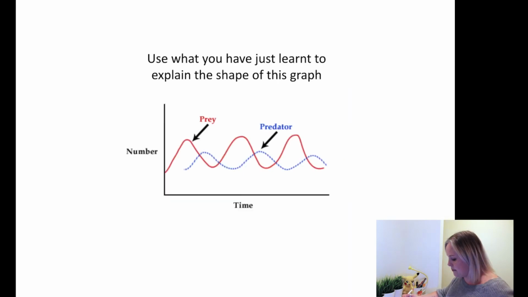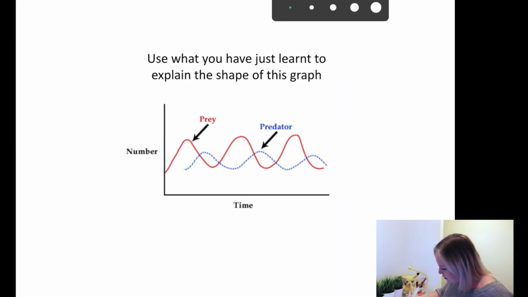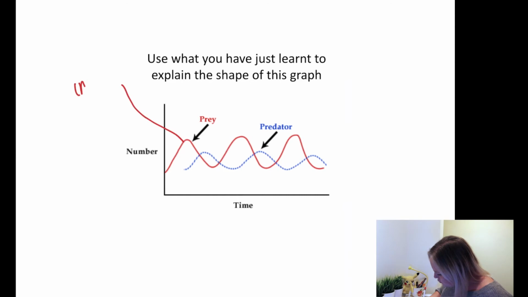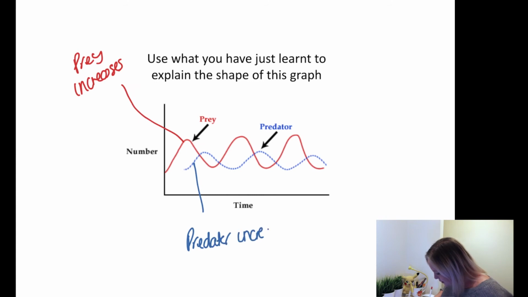Okay, so we're going to look at an example here and we're going to talk a bit more about it. Now we've put both the predator and prey on the same graph. So we can see the prey population increases here. Then just afterwards, we can see our predator population increase.